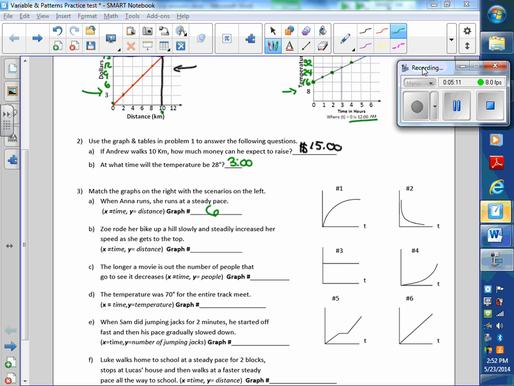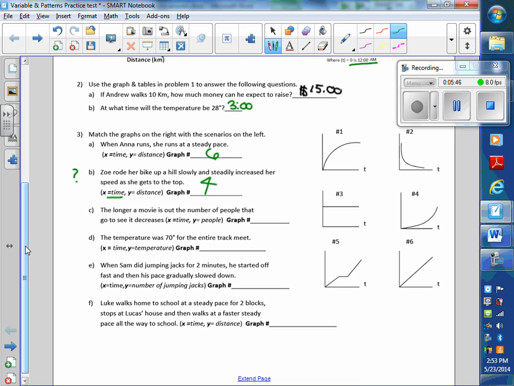When Anna runs, she runs at a steady pace, so steady pace is a straight line. Zoe rode her bike up a hill slowly and steadily increased her speed. And it's telling you X has to be time and Y has to be distance. So if she goes slowly, she's not covering a lot of distance at first. And then she gets faster. So you want to put 4? Well, let's put 4 for a minute and we can come back to it.